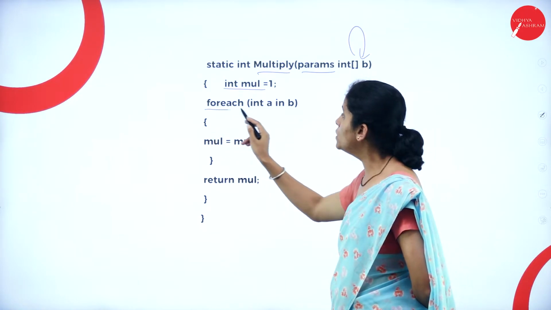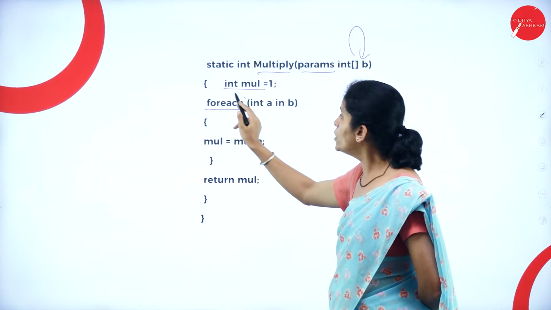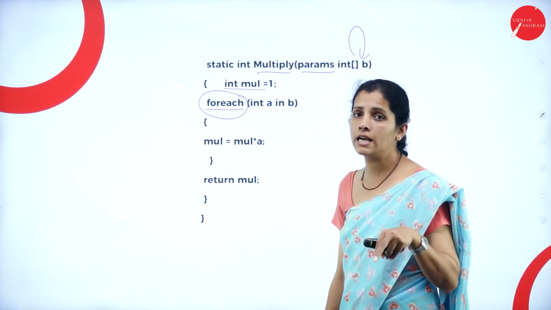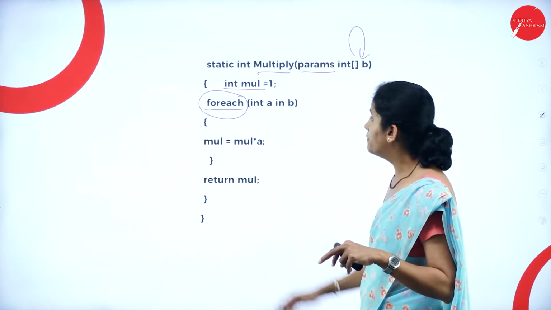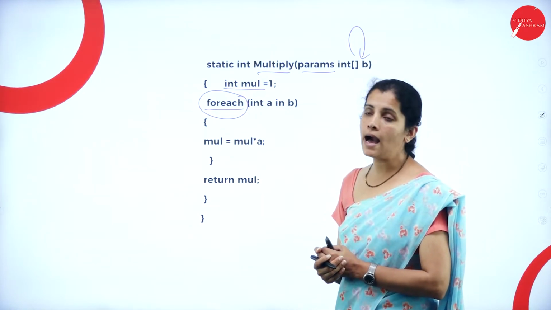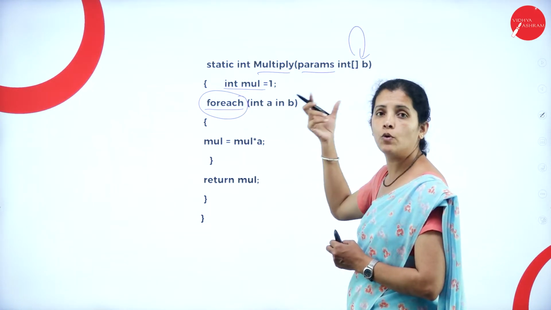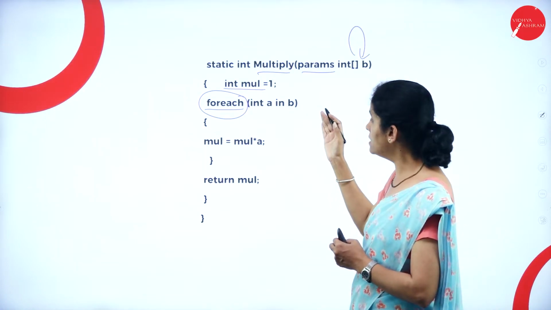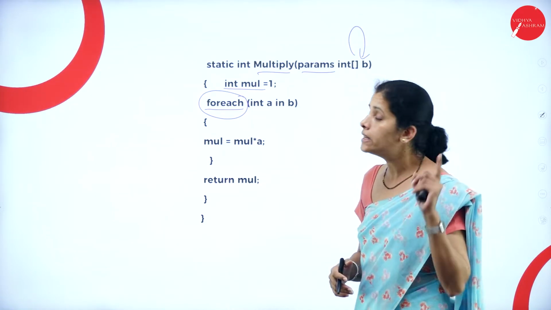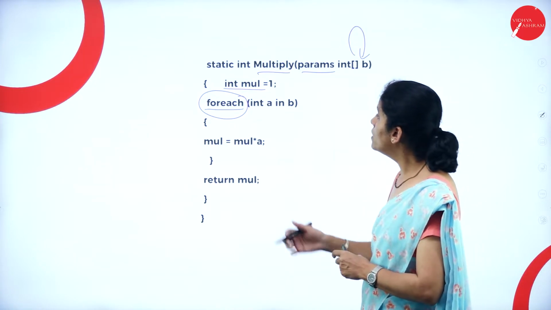Now I'm going to repeat the multiplication procedure. So I'm going to use a loop. That means I want to repeat the statement again and again. For that I'm going to use foreach. It works the same as a for loop, but the difference is that here I consider an array. That means when I have the array along with the array length, at that time I can use the foreach loop.